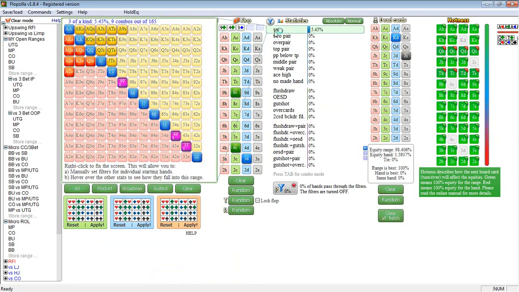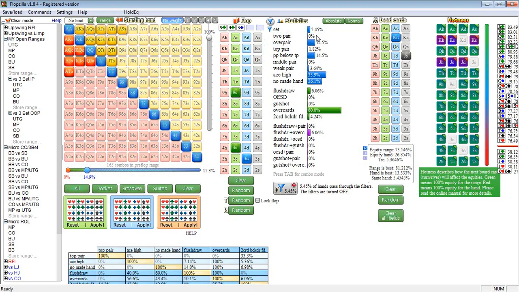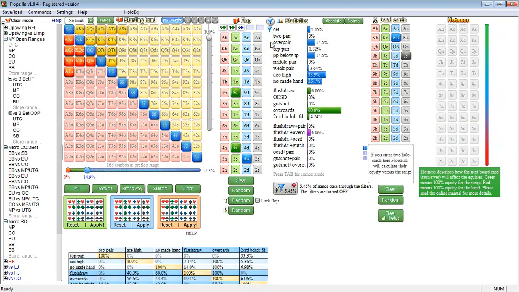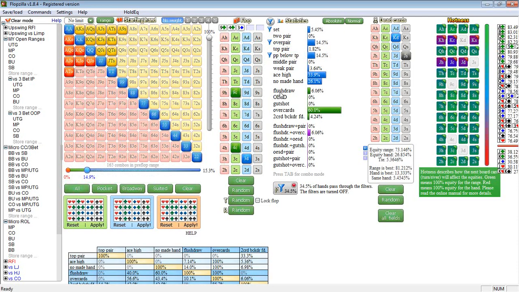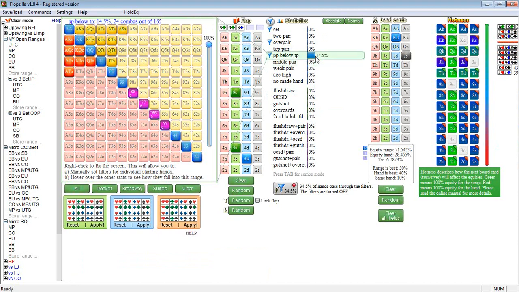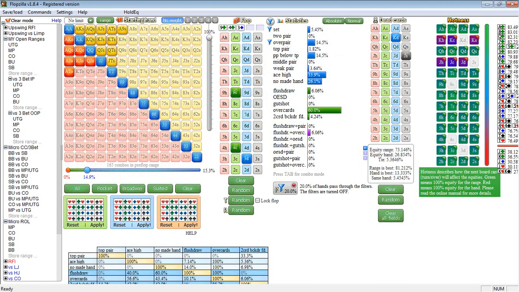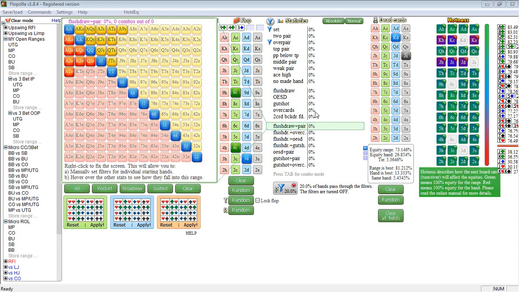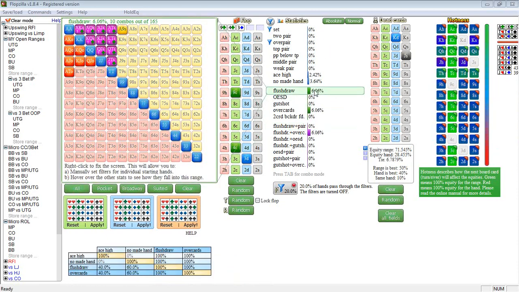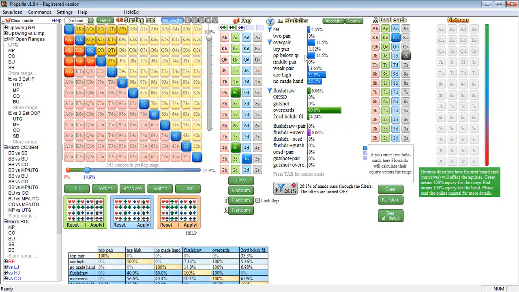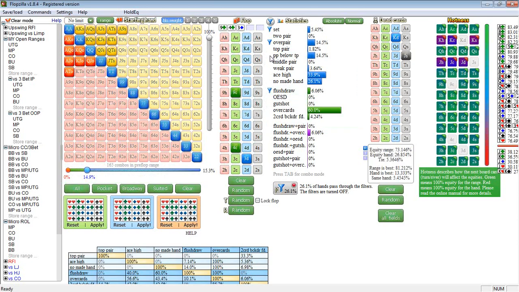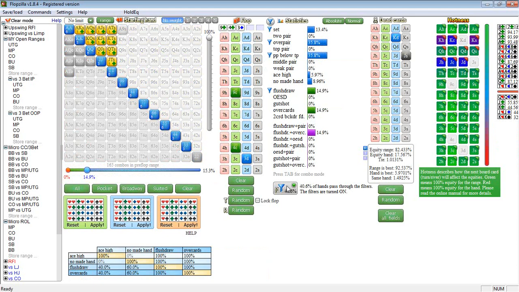C-betting 45% of his range. Set, two pair, over pair. No. Alright, hang on one second. I'm back. Flush draw. That's 26%, so maybe he would c-bet this here too. Alright, so let's just say he even would c-bet these particular hands here.